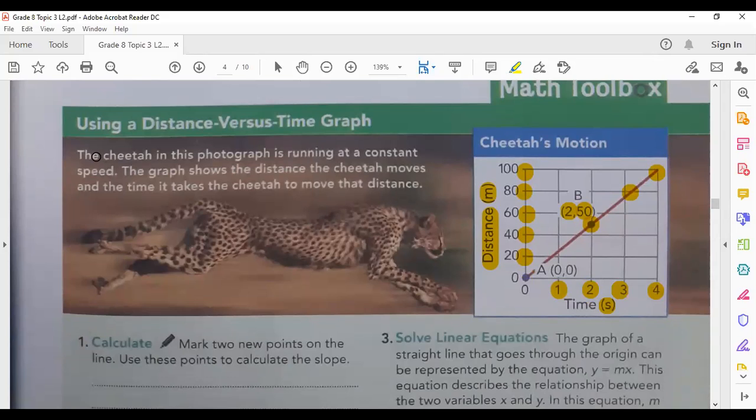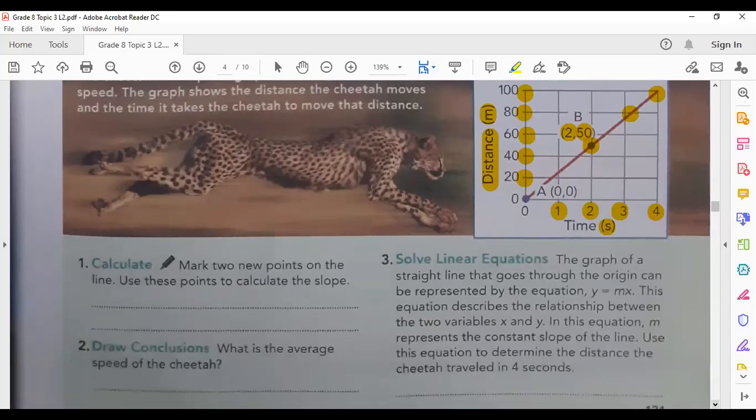The cheetah in this paragraph is running at a constant speed. The graph shows the distance the cheetah moves and the time it takes the cheetah to move that distance. The first one: mark 2 new points on the line. Use these points to calculate the slope. This slope is 50 over 2, which is 25.